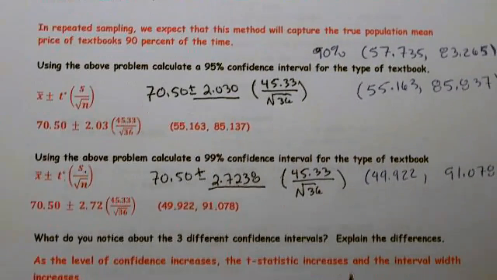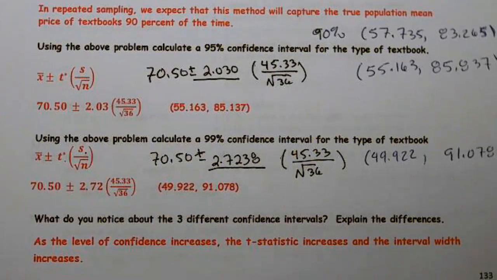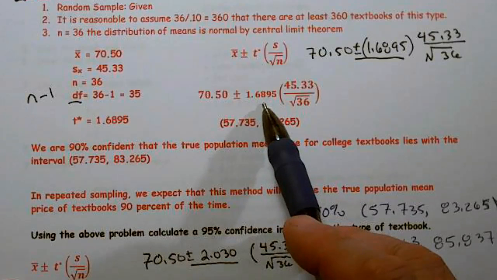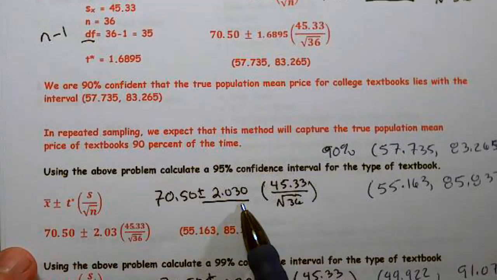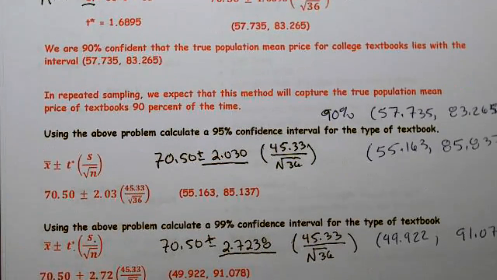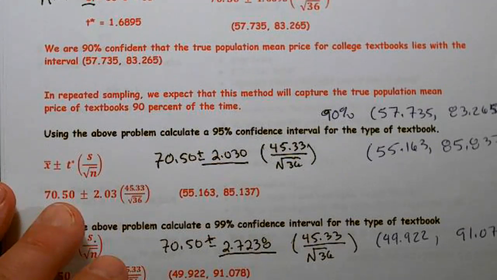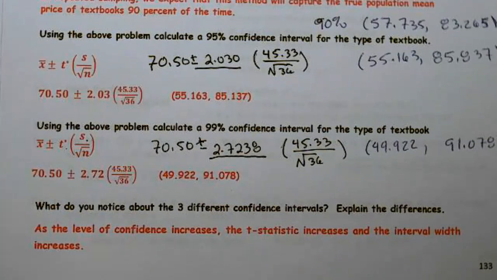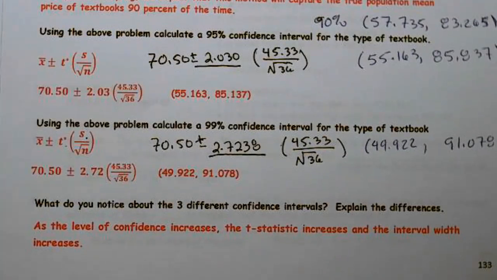So what do we notice about the intervals? Well, they got wider. As the confidence level increases, the T statistic increases, and the interval got wider, because we went from a T statistic of 1.69 to 2.03 and 2.7. Because when we did this, the only thing we changed was our level of confidence. We held everything else the same. All right. So as the level of confidence increases, the T statistic increases, and the interval width will also increase. In our next video, we will run a hypothesis test.